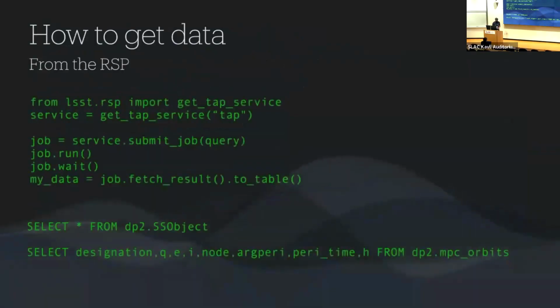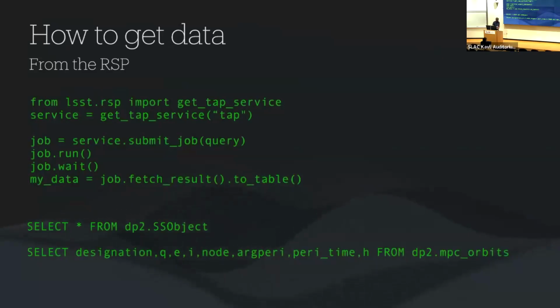Now let's talk about how to get it. B612 is great if you want what's public, but I think if you're here, you must be a data rights holder. You probably like data releases. So let's talk about how to get DP2 data from the Rubin Science Platform. One of the tutorial notebooks has very similar tutorial code to this from lsst.rsp.